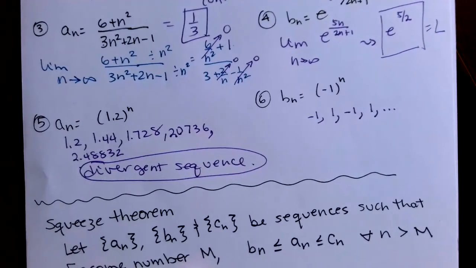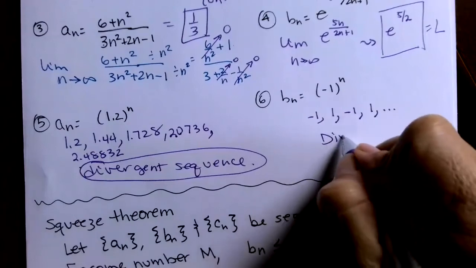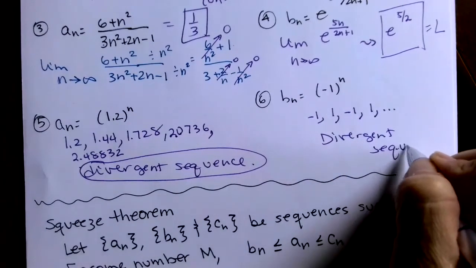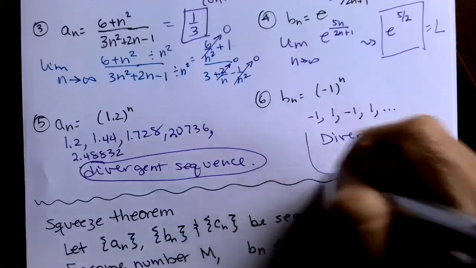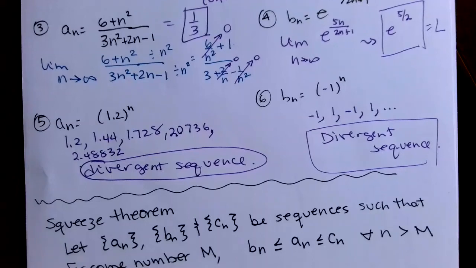So this one is not approaching any one particular number. It's just bouncing back and forth between plus and -1. So this does not approach a particular number. So this one we would say is also a divergent sequence. Okay, so it's approaching two separate numbers. It never varies from those, but it doesn't approach one particular number. So the limit has to be exactly one number that your terms are approaching.